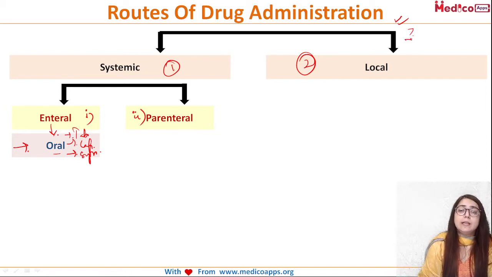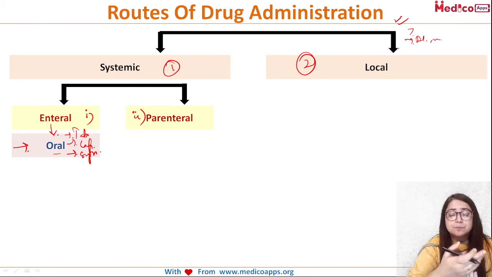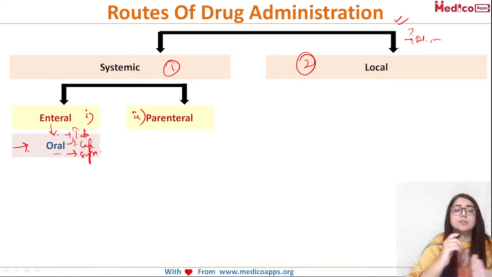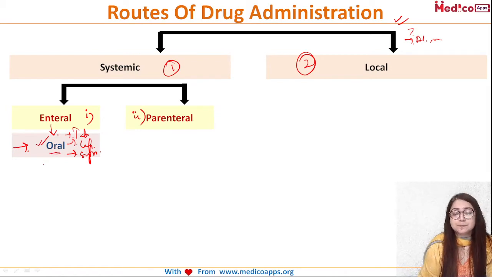And also they'll ask what are the advantages and disadvantages of this route, or indications and contraindications of this route. Let me tell you, every route of drug administration has certain indications and contraindications. Like, for oral route, this is the most commonly used route, but if the patient is unconscious, or having vomiting and all, you cannot use this oral route. At that time you are supposed to give the medicine through some other route, right?